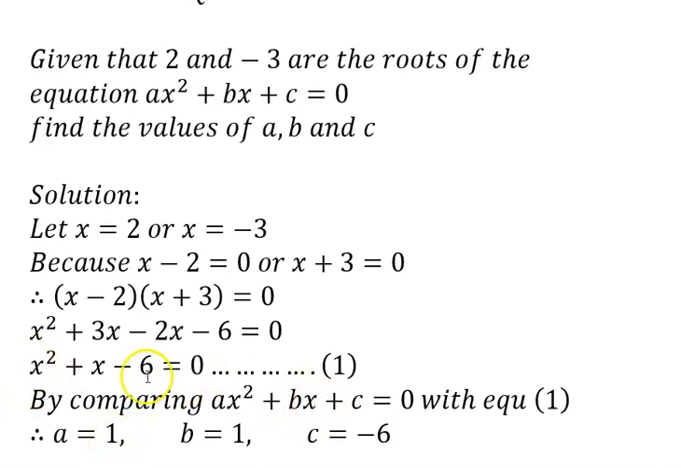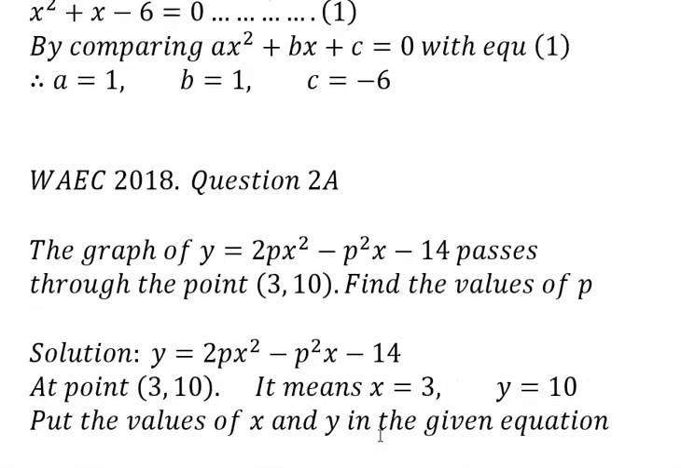Now we have bx here. We have x here. So the coefficient of x here is what? It is 1. So our b will be 1. Awesome. And our c, which we have here, will be what? Minus 6. So our a is 1, our b is 1, and our c is minus 6. That's our final answer.